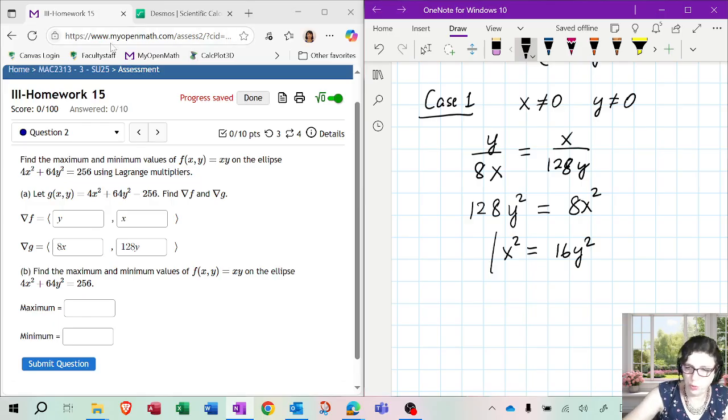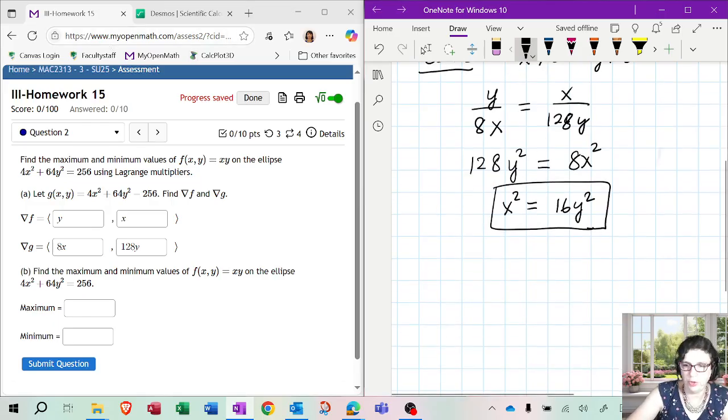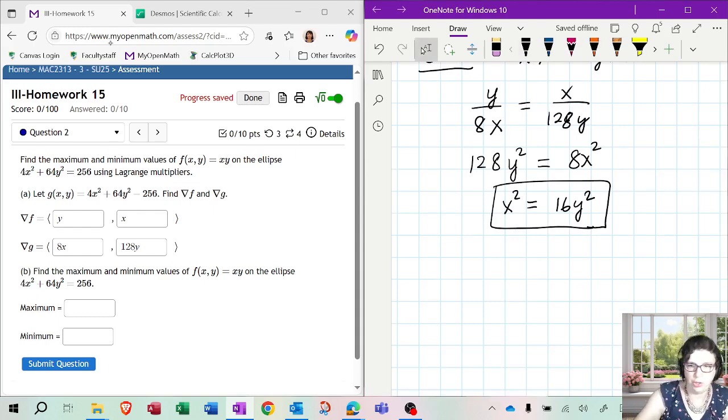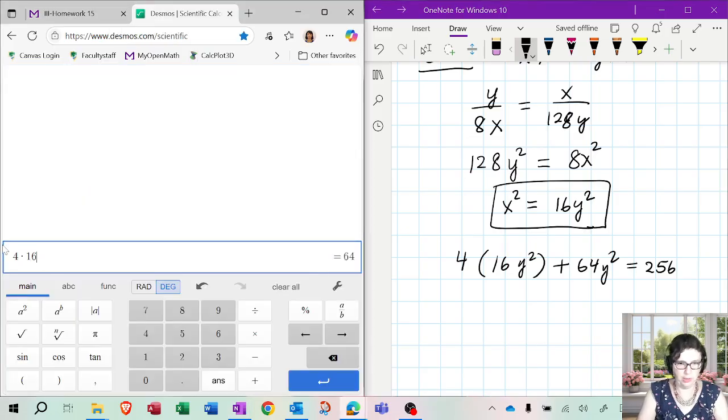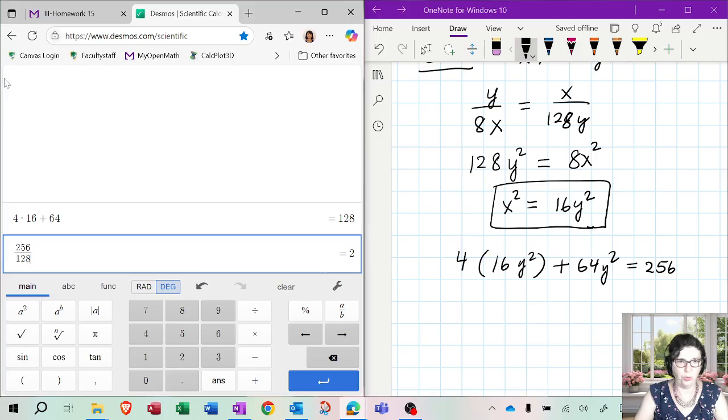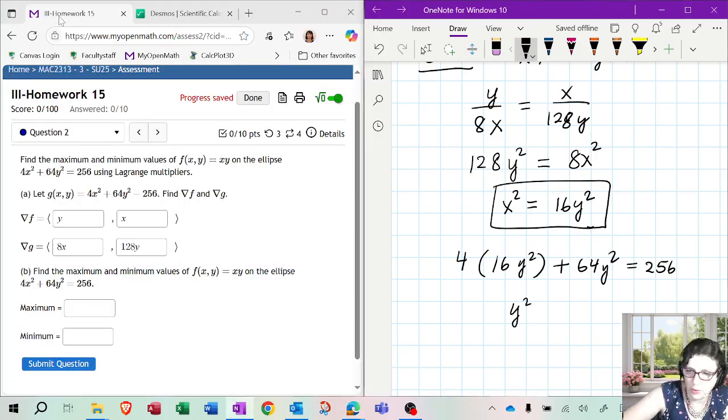And then we are going to use this information. I'm not going to solve this for x because in my constraint, I have x squared. So I am just plugging this into the constraint: 4x squared plus 64y squared equals 256. So let's see if I can solve this for y squared. That means it's going to be 4 times 16 plus another 64, and 256 over 128 is 2. So what I got is y squared equals 2. And then x squared is going to be 16 times y squared, so that's going to be 32.